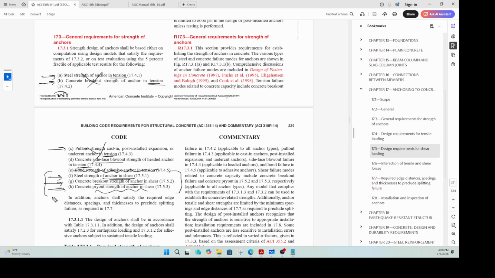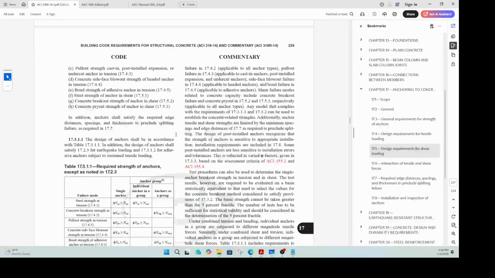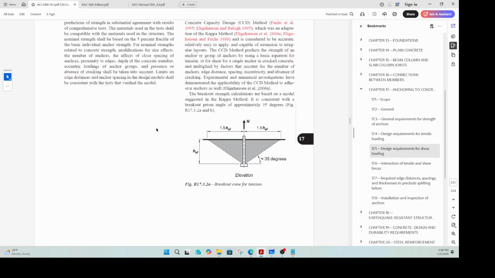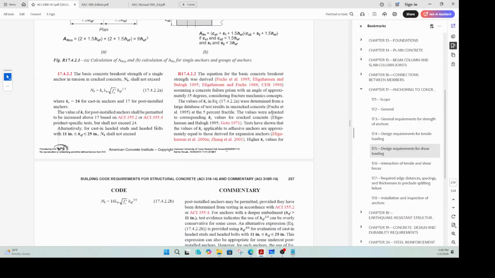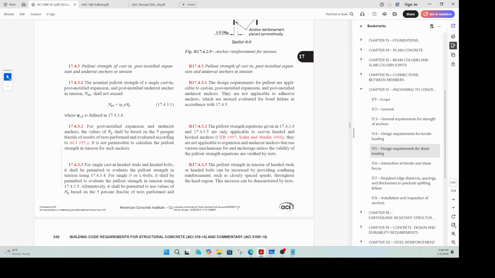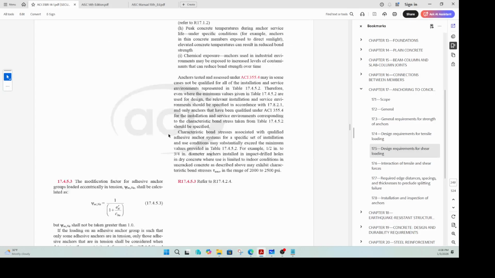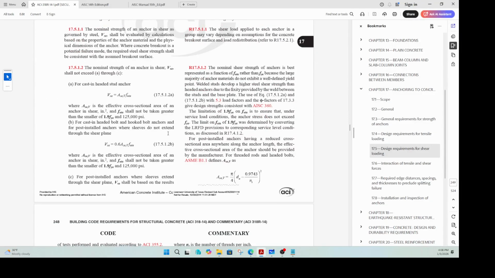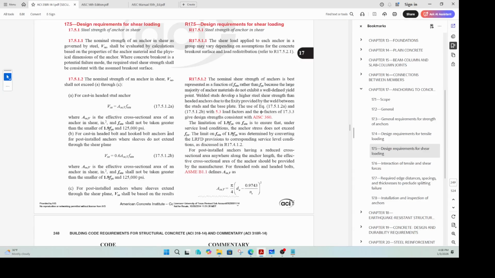Okay, so let us calculate this one first, which is the steel strength of anchor in shear. So we need to jump to 17.5.1. 17.4 is all about tension, like I said, and once we hit 17.5, we start talking about shear. So 17.5.1 is the steel strength of anchor in shear.